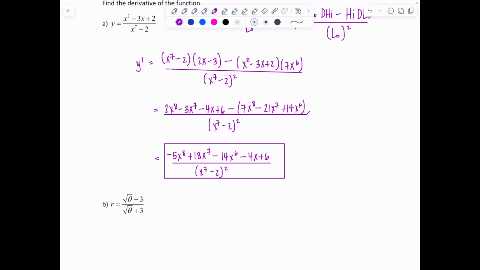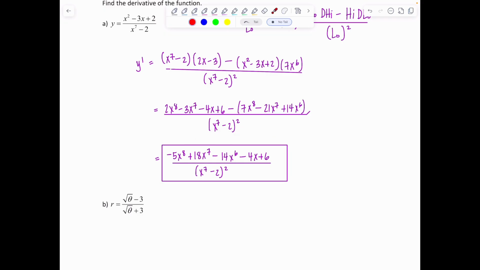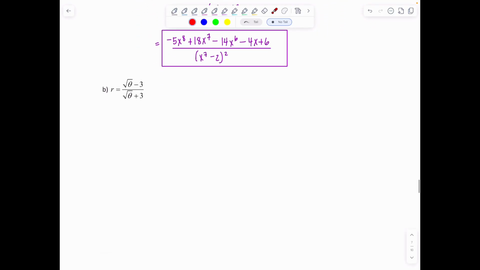Beautiful. Notice all the calculus happened just in this first step. The rest was cleaning up in your algebra. So make sure if you need to review any basic algebra, you do so.